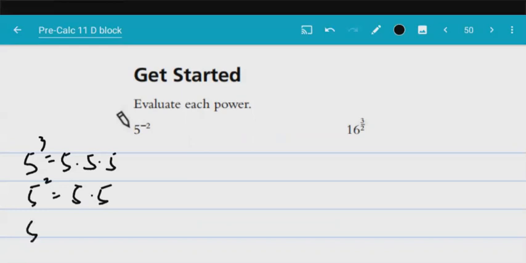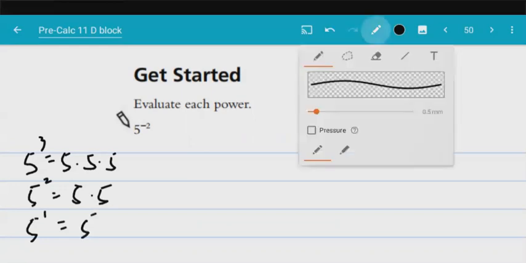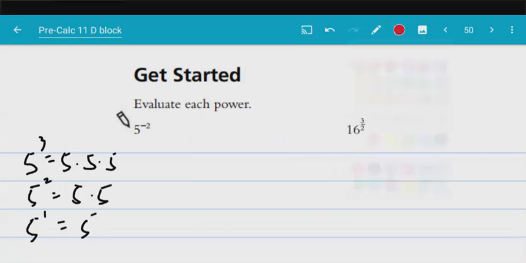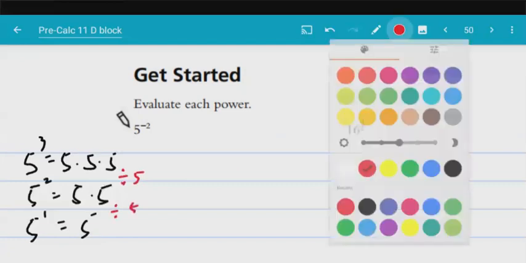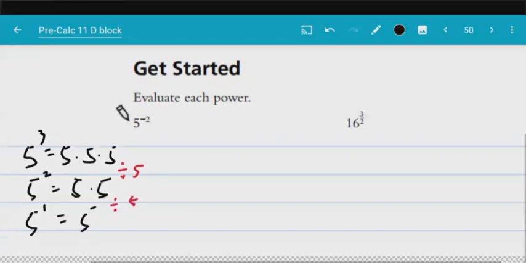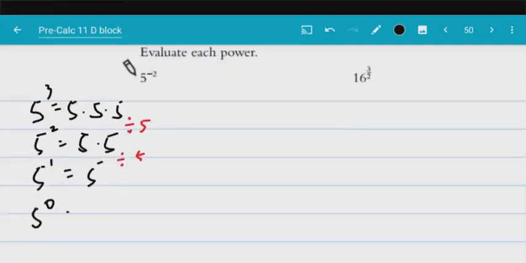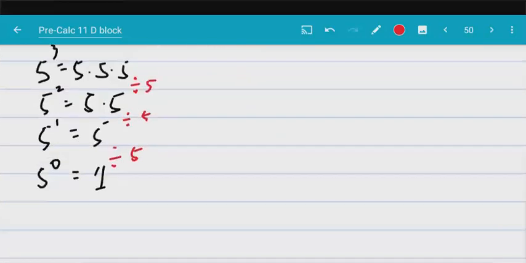And let's take a look at one more. 5 to the 1 is 5, not because it's what the teacher said, but because you can actually show the math behind it. You again divided by the base. And then let's just continue, finish this up.